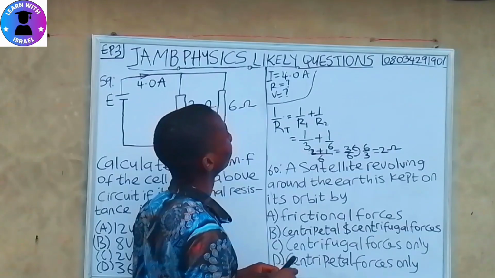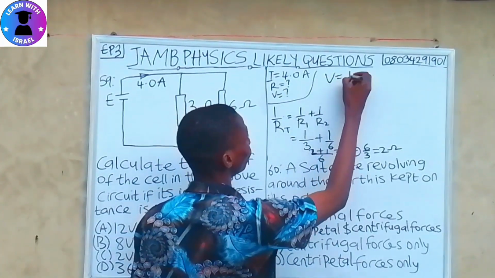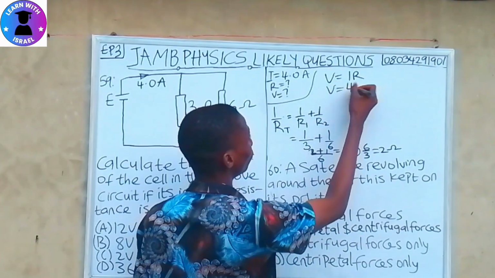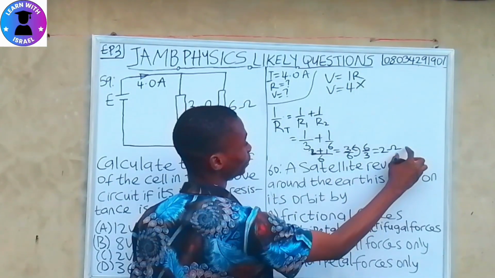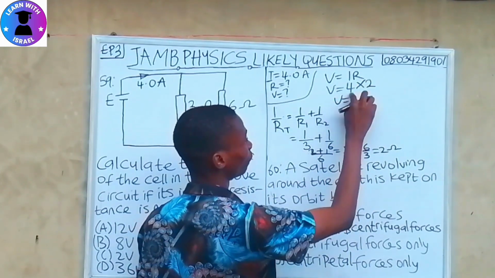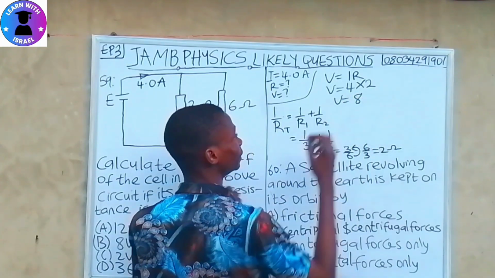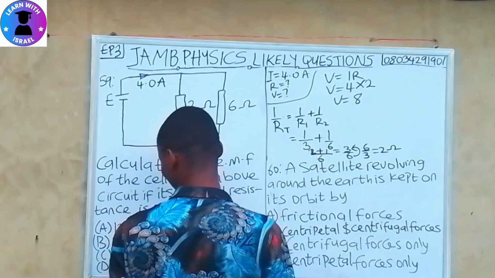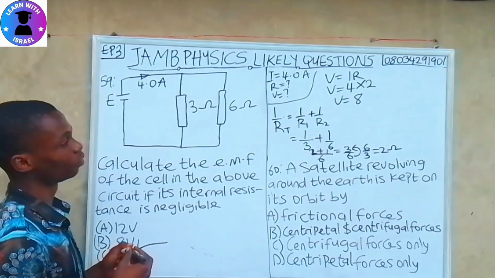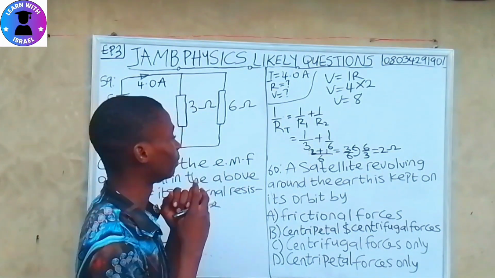So the formula to calculate voltage is V equals IR. Our I is 4 multiplied by our R. Our R is 2, which is the total resistance. So V equals 4 multiplied by 2, which is 8. Our answer is 8. So let's check the options. 8 volts, yes, 8 volts is the correct answer. I hope you understand that now. If you need more understanding, just rewatch this part.